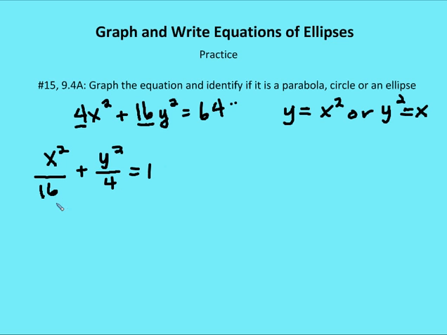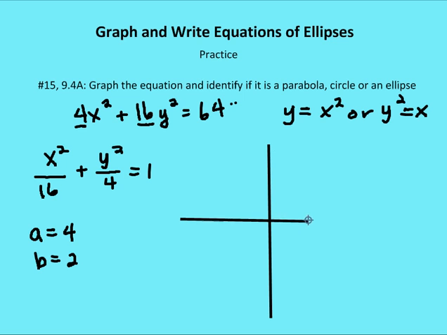Okay, so what are my a and b values? Well, I know my denominator underneath the x squared is going to be larger, so my a value corresponds to 16. And I know that 16 is a squared, so my a value is going to be 4. I know my b value, b squared is equal to 4. My b value is underneath the y squared variable, so b is going to be equal to 2. So now I can graph this particular ellipse.